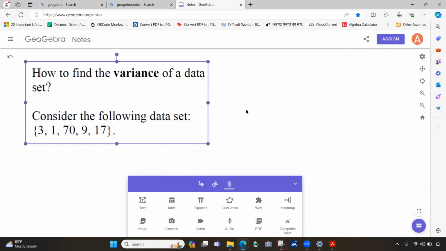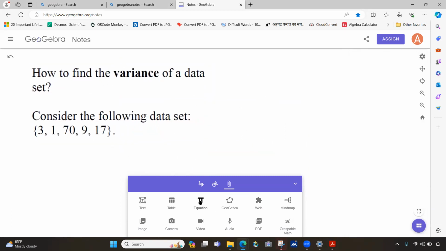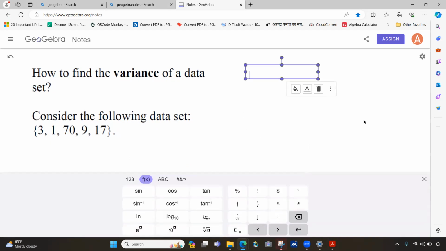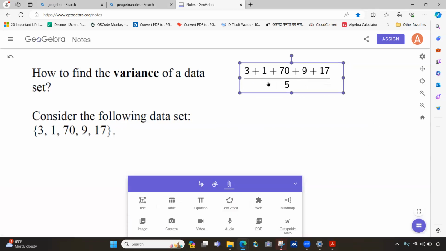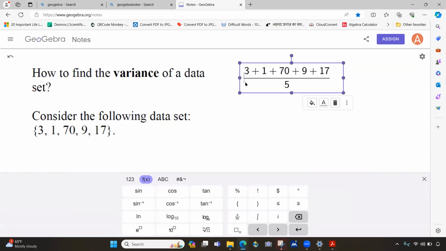To find the variance, first off, you have to find the mean or arithmetic mean, which turns out to be 3 plus 1 plus 70 plus 9 plus 17. And how many numbers are here? 5. Okay, you have to find the arithmetic mean first.